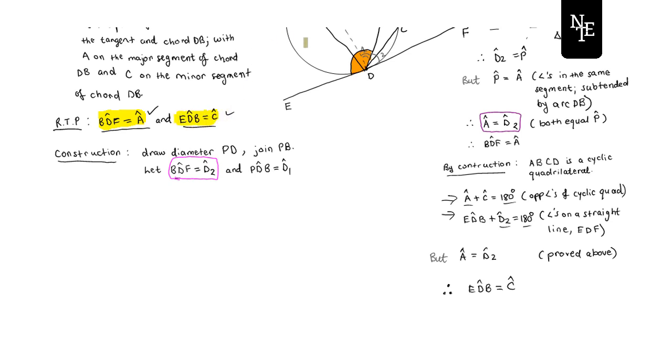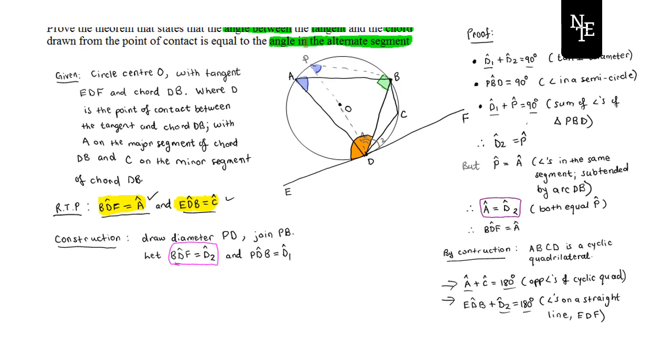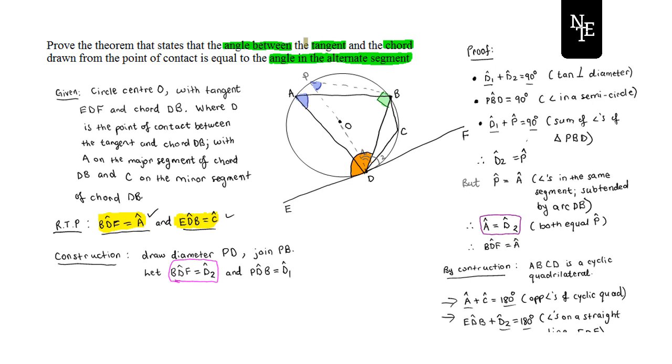So there you go. That is one form of the proof of the tan-chord theorem. If you do find any other proof, you are more than welcome to use it.